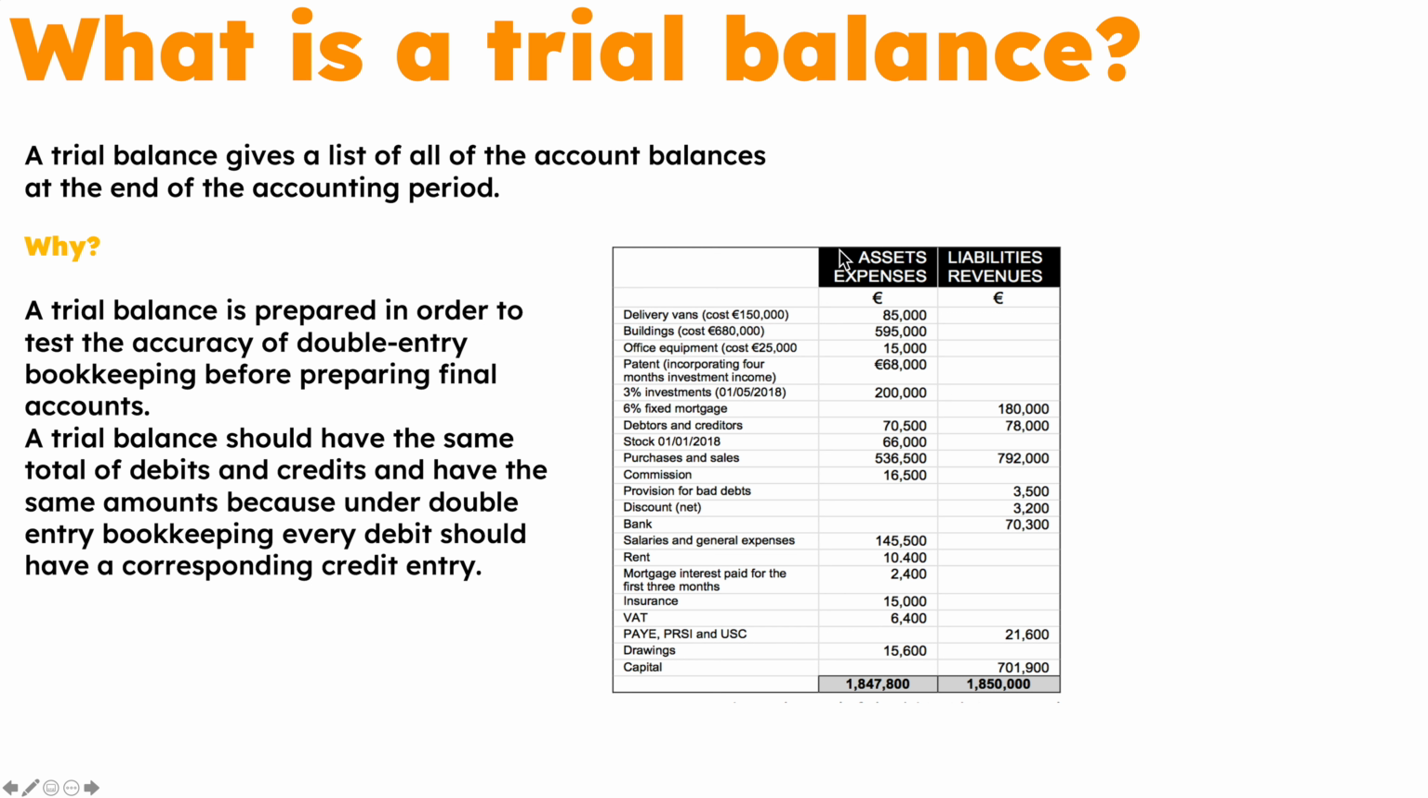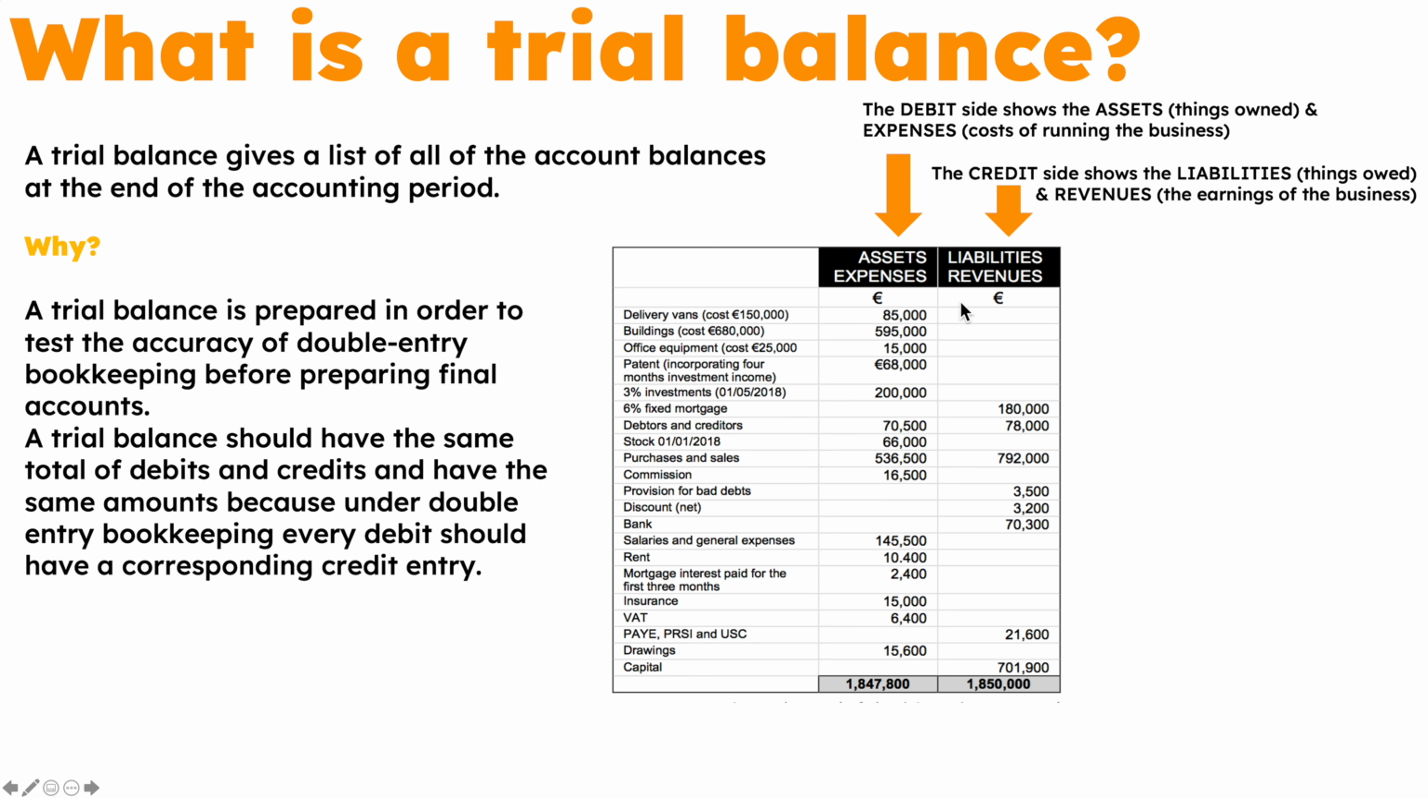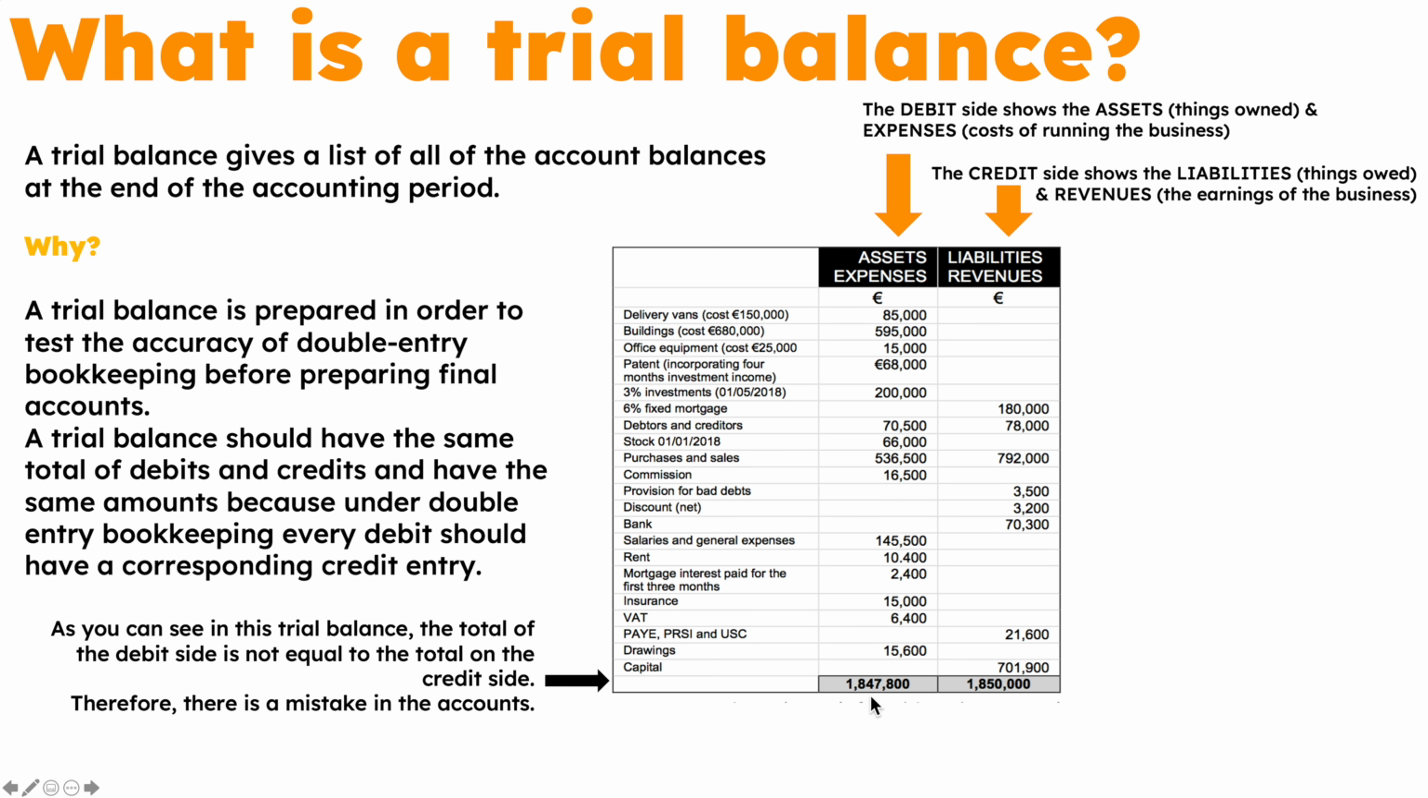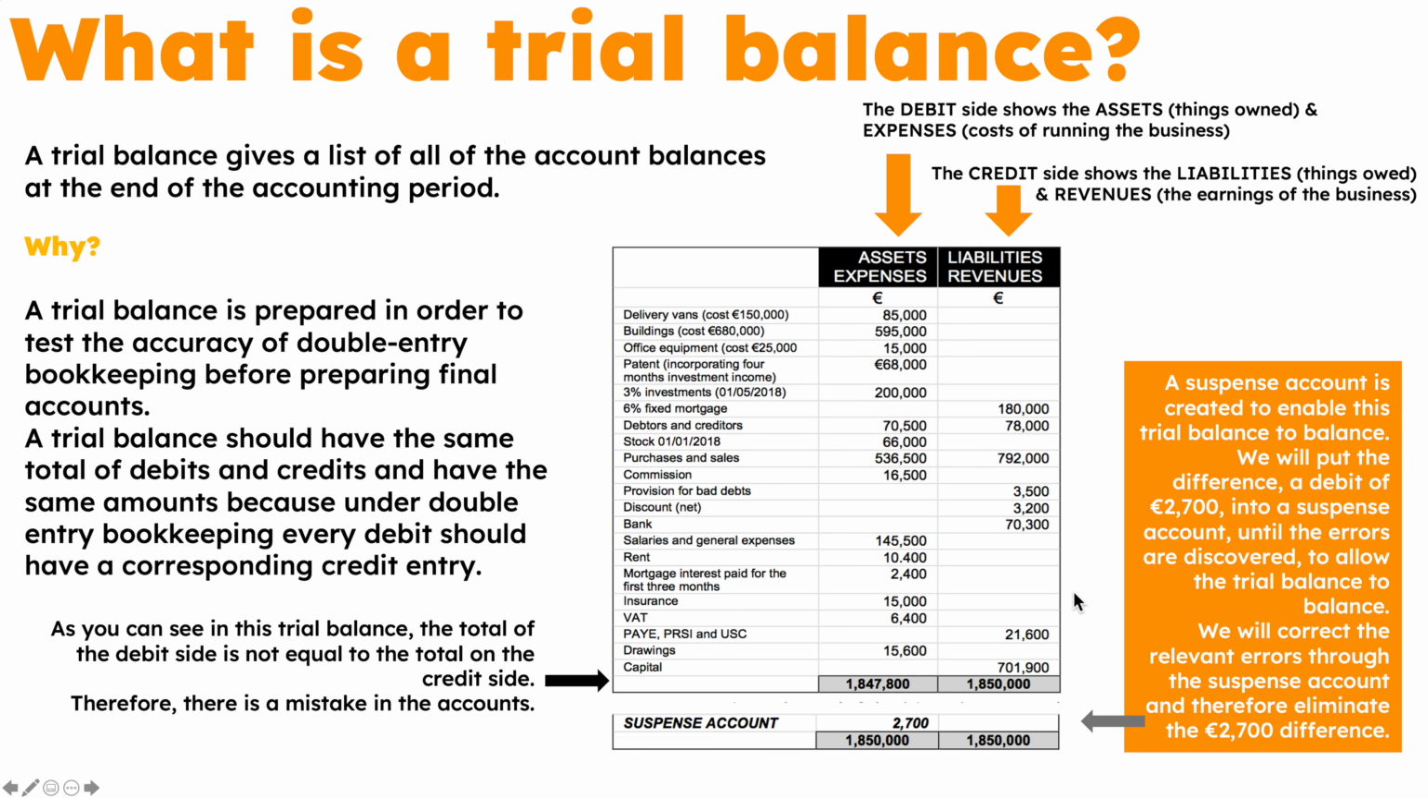So here's the debit side, the left hand side, and here's the credit side. The debit side shows the assets, things owned, and expenses, the costs of running the business. And then the credit side shows the liabilities, things owed, and the revenues, the earnings of the business. You can see here, our debit side actually doesn't equal the credit side, so that means the bookkeeper has made a mistake somewhere in the accounts. They can figure out which side is smaller. The debit side is smaller, so they put in 2,700 into a suspense account, and now the sides equal.